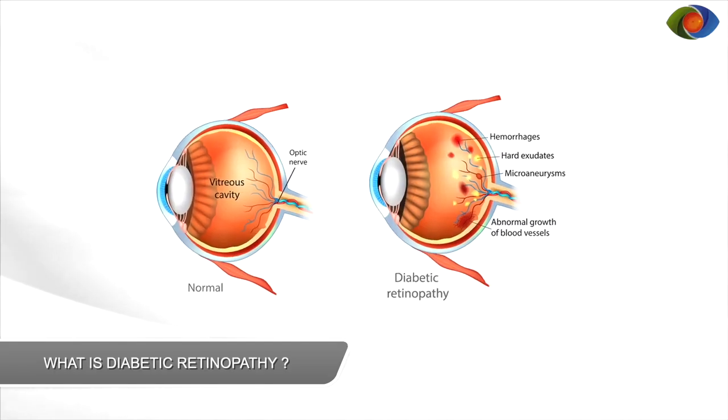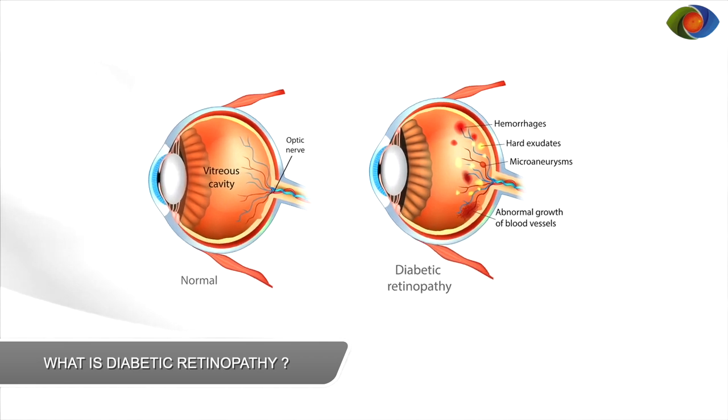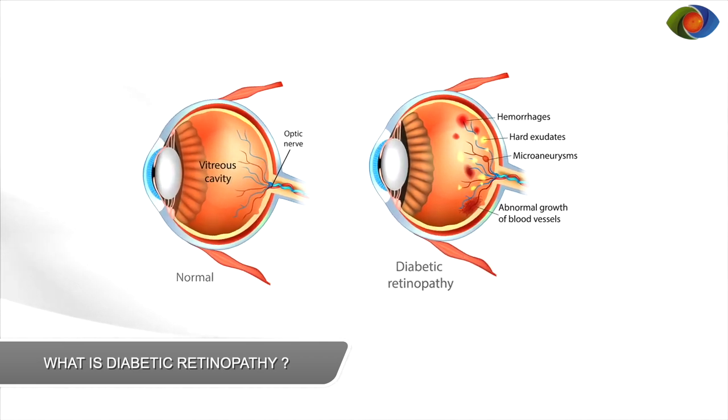Diabetic retinopathy is a condition in which diabetes affects the small blood vessels of your retina. They are called the capillaries. Years of diabetes causes damage to these capillaries, causing a spectrum of this condition called diabetic retinopathy.